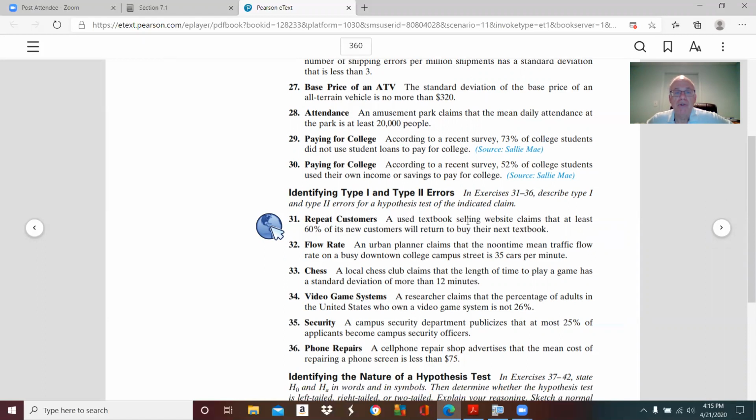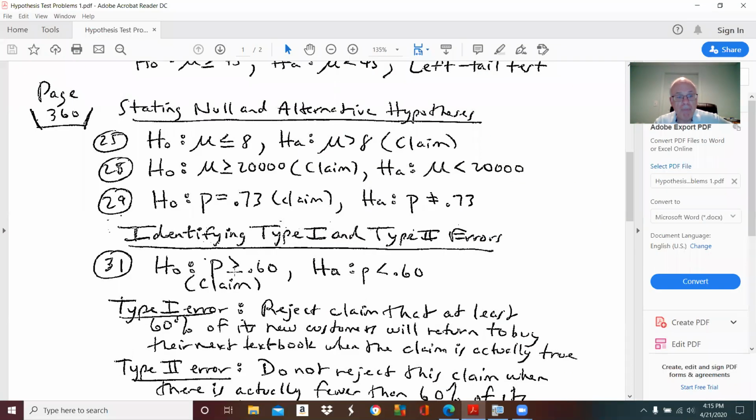All right. So number 31, repeat customers. A used textbook selling website claims that at least 60% of its new customers will return to buy their next textbook. At least means greater than or equal to. That's the null hypothesis. And it's 60%, that's a proportion. So we're going to say P is greater than or equal to 0.60. That's our claim. The alternative must be the complement of it, less than 0.60.